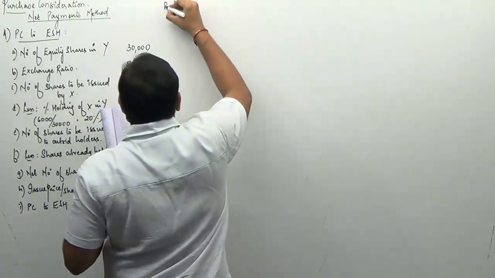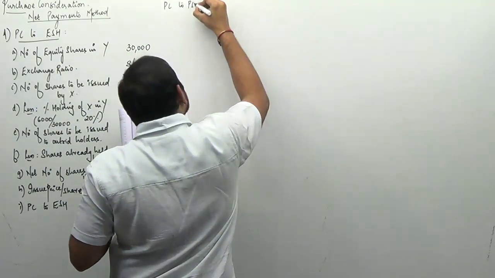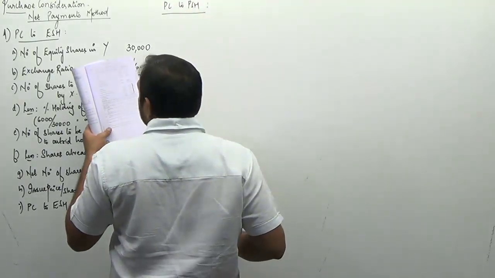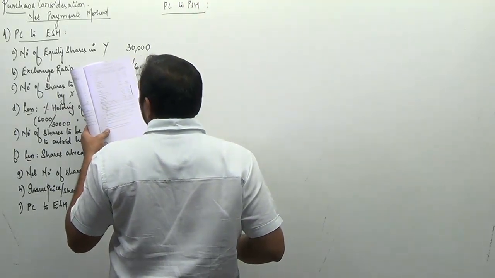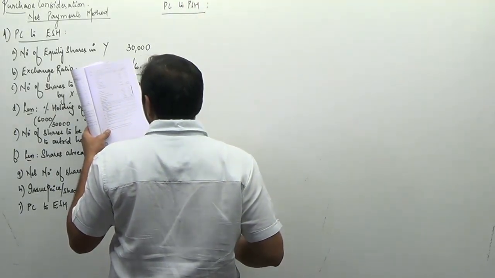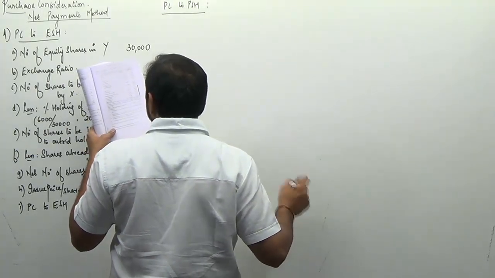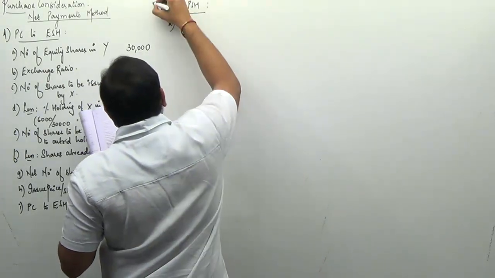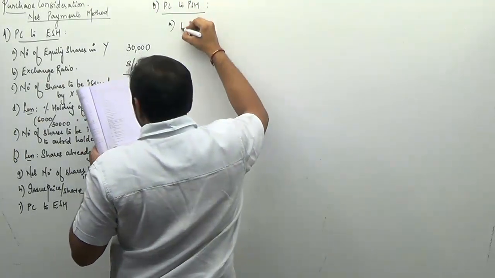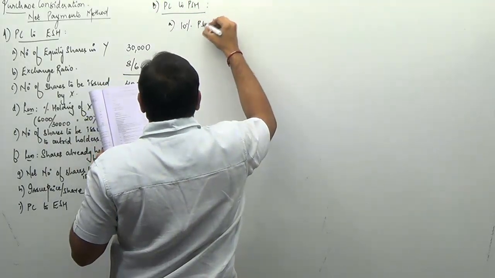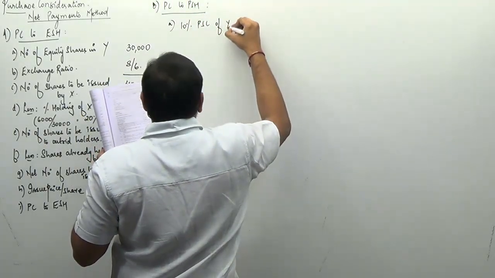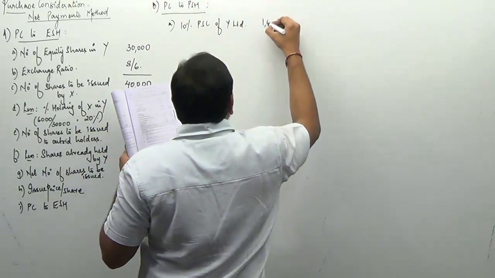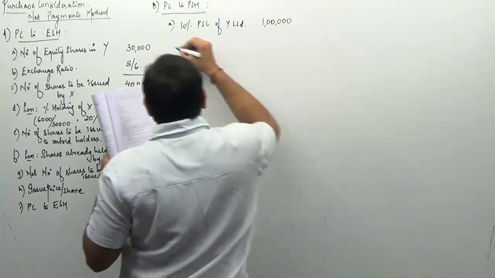PC to preference shareholders. Read the next point and fill it up. 10% preference shares of Y Limited will be paid off at 10% discount by issue of 10% preference shares in X at par. So start with 10% preference share capital of Y Limited. How much is 10% preference share capital in Y? 1 lakh. Very clearly he is saying they are paid off at a discount.